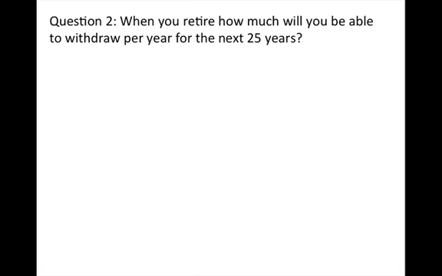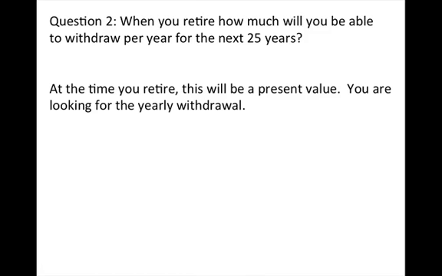Now let's look at the second part, or the second question that we were asked. When I retire, how much will I be able to withdraw per year for the next 25 years? So that $73,000 that I just found is going to be the amount in my retirement account when I retire. Well, this time, at the time I retire, that's a present value. That's going to be the amount that I have right then that I'm going to start withdrawing from. And I'm looking for the amount that I can withdraw each year.